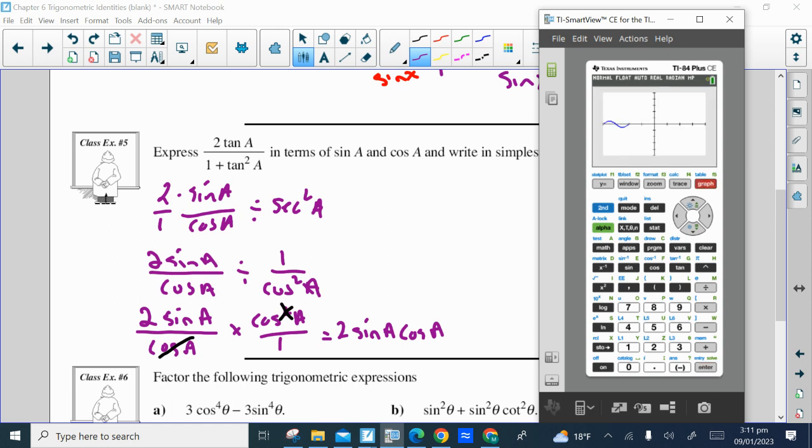So when we hit graph, they should be the same graph. Whoa, they're not. So let me check my equations here. Oh, there is. That should have been a bracket. That's why. Here we go. Same graphs.